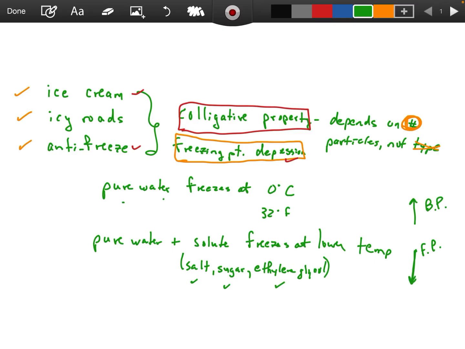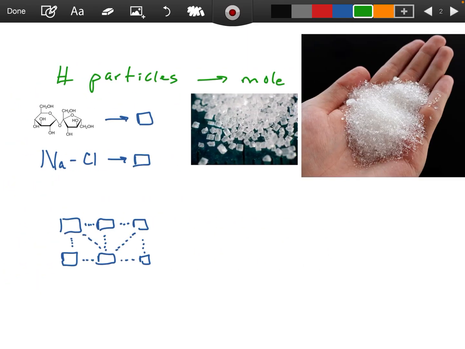So pure solvents have a freezing point. A pure solvent plus something dissolved in it is going to have a lower freezing point. And how low it can go depends on the number of particles. It does not depend on the type of particles. So that is a colligative property, and we are studying freezing point depression. So we have our unit, the mole, which deals with the number of particles. Okay.